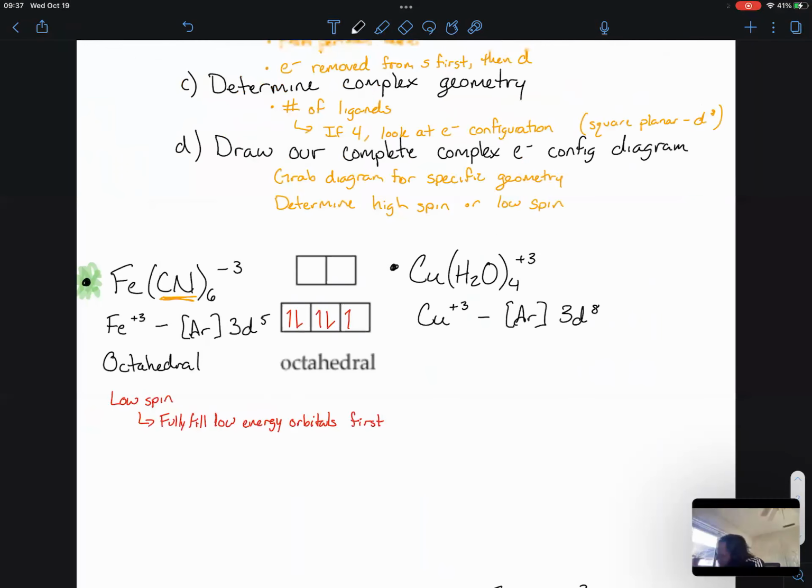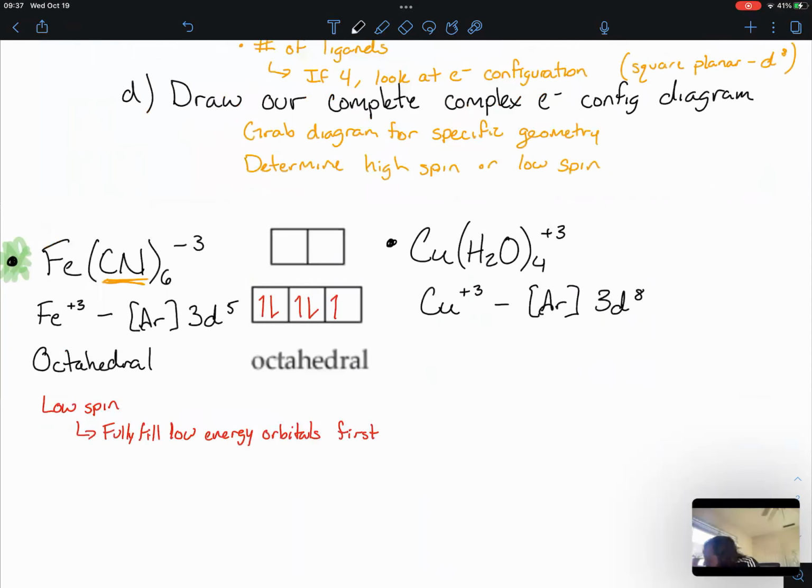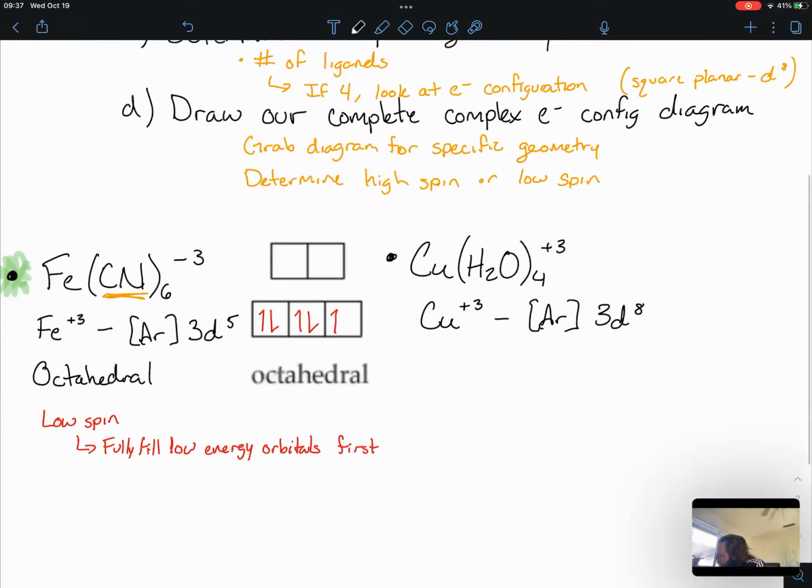Now I have to determine my complex geometry. This is a complex that has 4 ligands, which means that it's either tetrahedral or square planar. But the fact that it's 3d8 lets me know that it's going to be square planar. I'll say for this one, it was a low spin ligand. That's how I know.